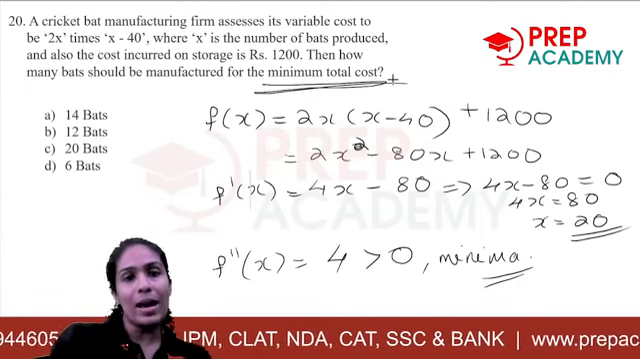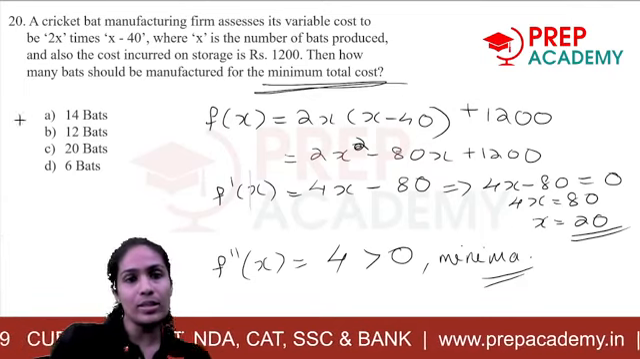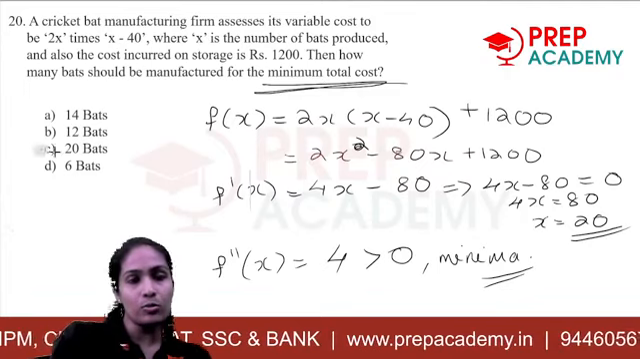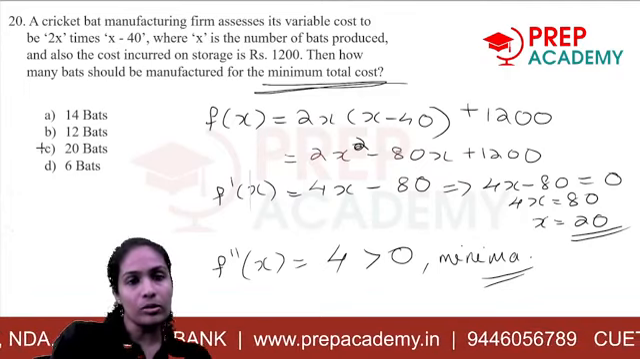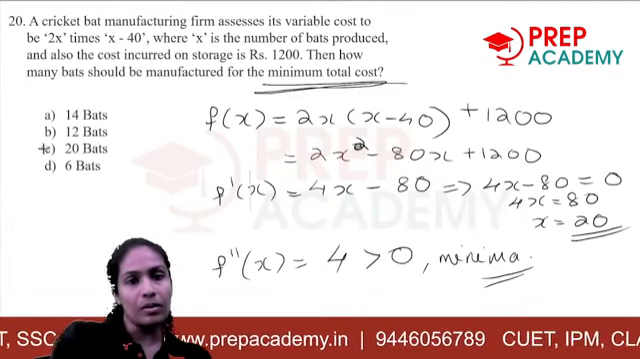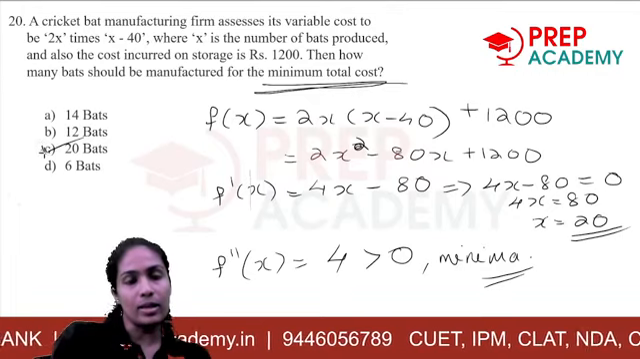So then, how many bats? You have to find the value of x. So the value of x is 20. To get the minimum total cost, you have to manufacture 20 bags. That's the correct option, option C.